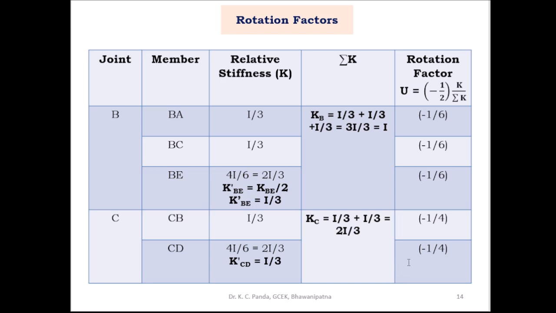Then find out UCD, which is equal to minus half KCD divided by summation of KC. Here KCD is I by 3 and KC is equal to 2I by 3. UCD is equal to minus half into I by 3 divided by 2I by 3, so this is equal to minus 1 by 4. So these are the rotation factors.